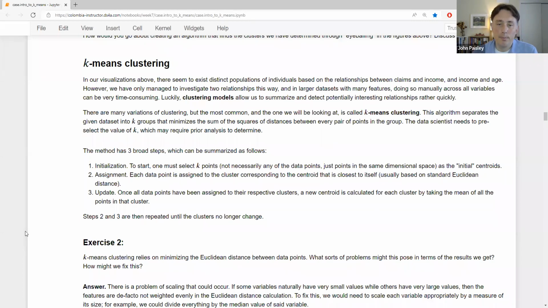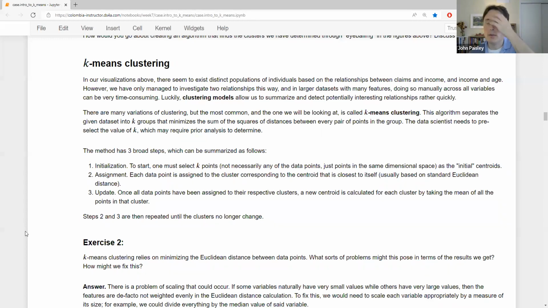So there are 3 basic steps that we follow when we do the k-means algorithm. So what is this algorithm? What does the algorithm look like? How do we run this algorithm? The first step is the initialization.